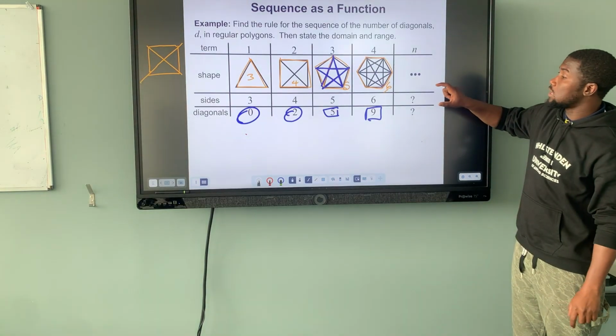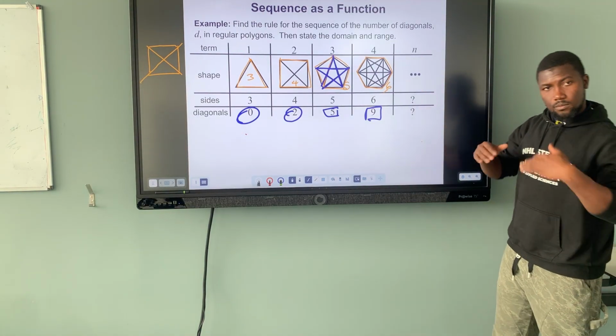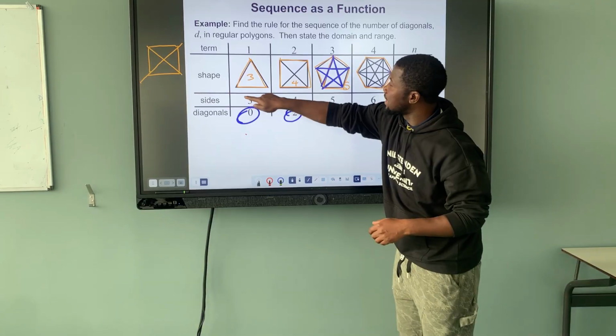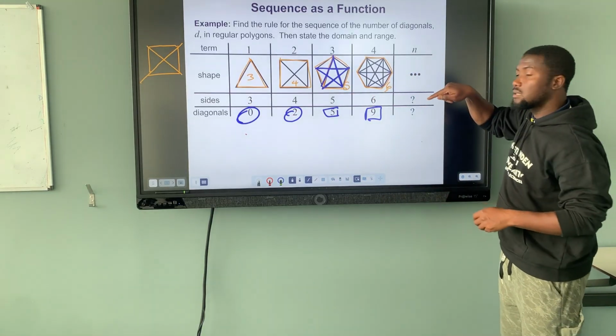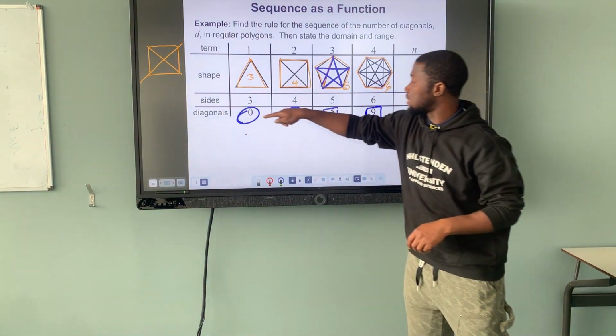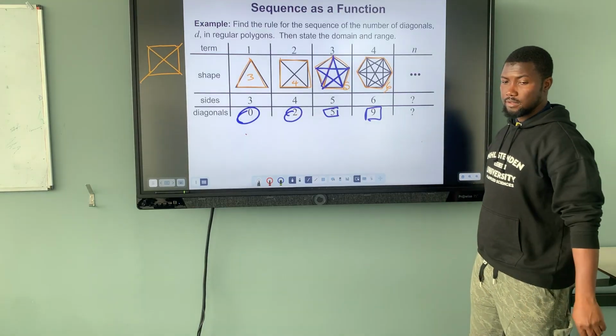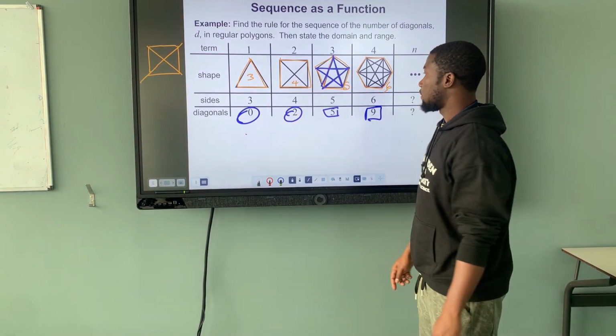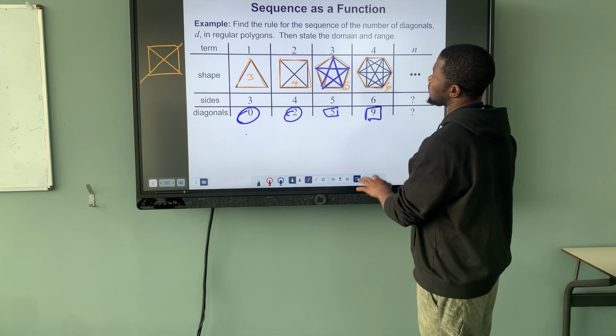So there are 2 sequences here. 1, a sequence in relation to the number of sides, and 2, a sequence in relation to the number of diagonals. So that's where I'm going to stop for now.